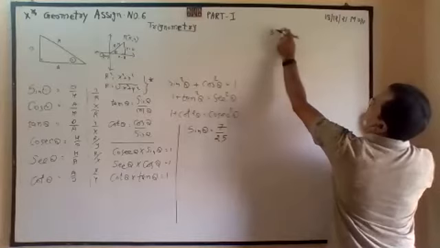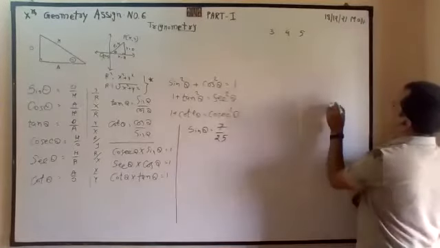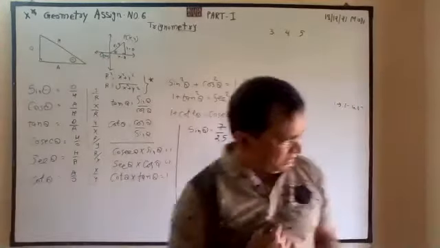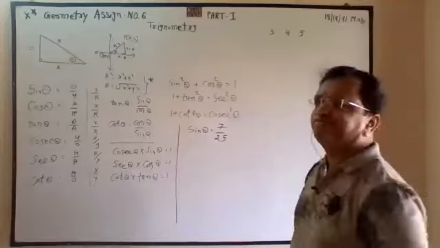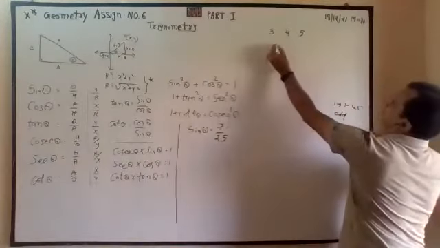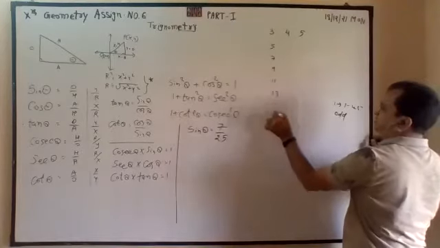That the minimum round figure triplet is 3, 4, 5. Step number 1: 3, 4, 5. Step number 2: write odd numbers. 3, 5, 7, 9, 11, 13.